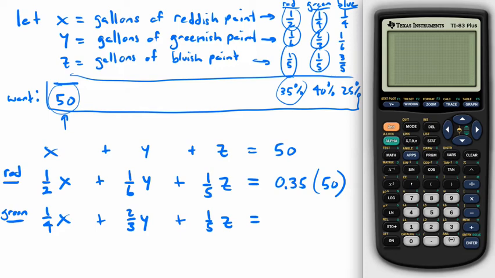And that's 40% of 50 gallons. So 0.40 times 50. And for all practical purposes, I'm done here.